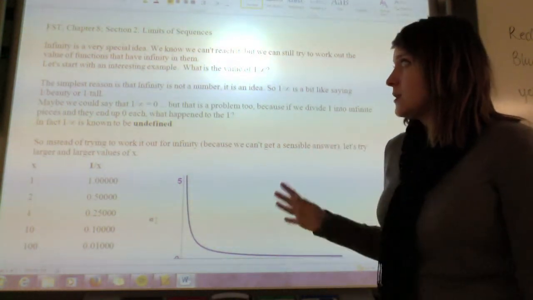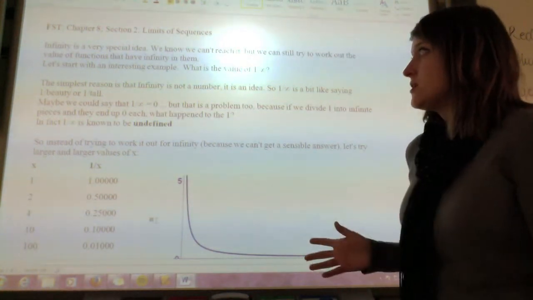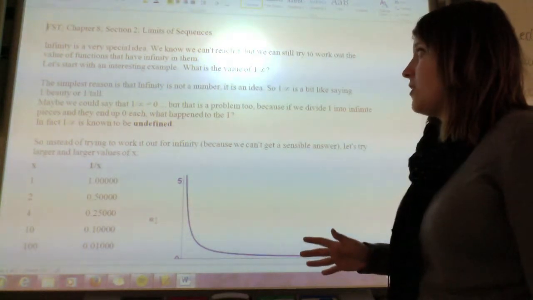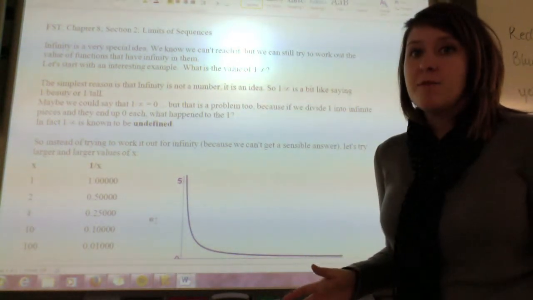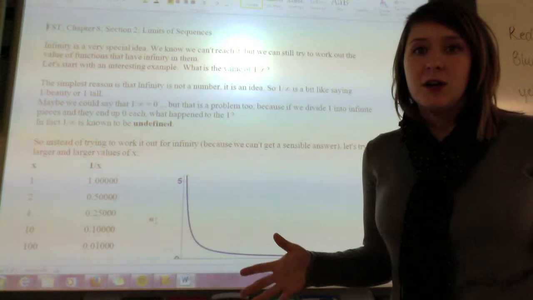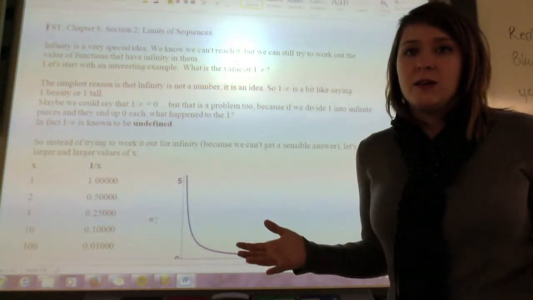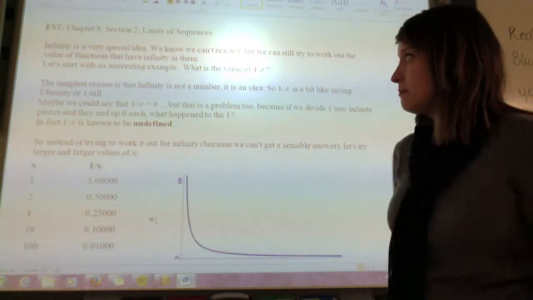Okay, so first of all, let's talk about infinity. Infinity is a very special idea. We know we can't reach it, but we can still try to work out the value of functions that have infinity in them. So infinity is not a number. It is just an idea that we use to get across the point that numbers continue forever.